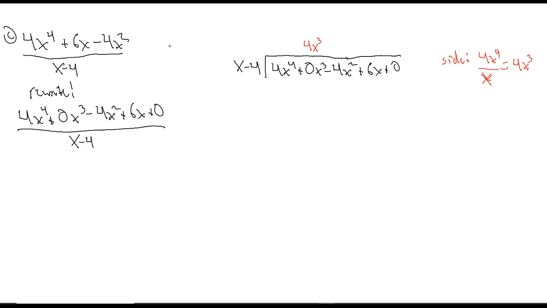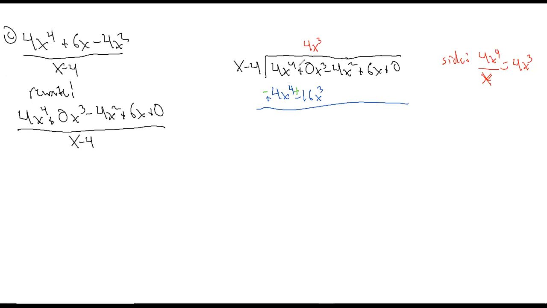Then we multiply. 4x to the 3rd times x is 4x to the 4th, but we want to see that it's positive. 4x cubed times negative 4 is a negative 16x to the 3rd. Draw the line, switch the signs. That's us subtracting. So that's now a negative and a positive in that order.